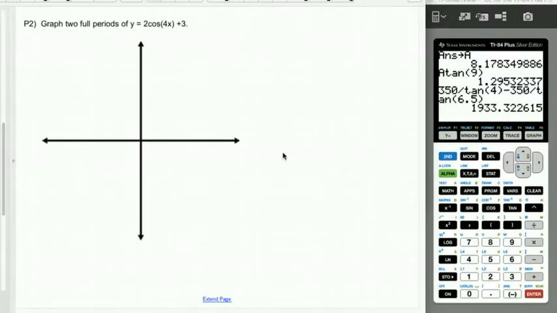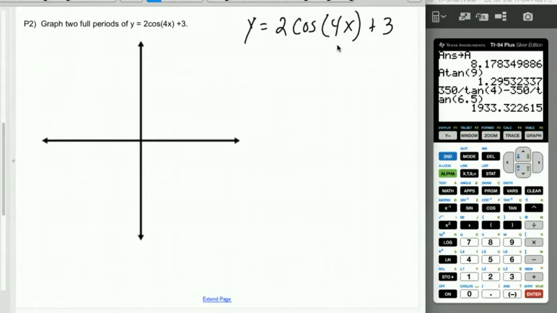All right, so we're going to go ahead and try P2. You can certainly pause me if you want. So I'm going to recopy this a little bit bigger because, you know, I'm blind as a bat. So y equals 2 cosine of 4x quantity plus 3, right? So first thing I should recognize is that this is a positive cosine graph.